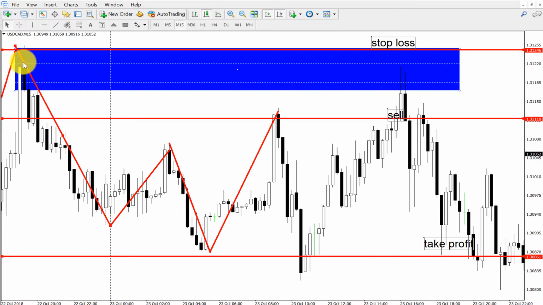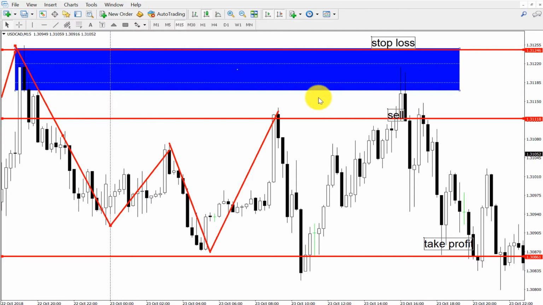Like this is the previous day's data, 22nd October, and we are taking our trade on 23rd October. So we are taking our trade observing the previous day's data, the most recent data. So there is a good chance that it will work very properly.